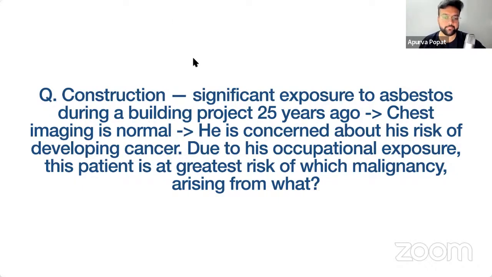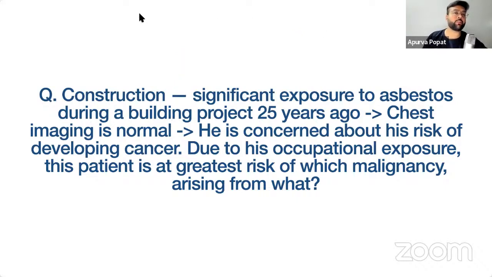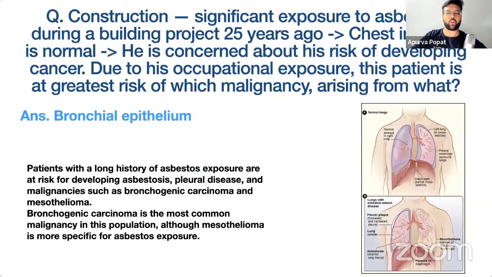Bronchogenic carcinoma. Very good. If you have a history of asbestosis, your risk of developing bronchogenic carcinoma is high. Do not choose mesothelioma here. If they ask what this arises from, then your answer is bronchial epithelium. Mesothelioma is specific for asbestosis, but bronchogenic carcinoma is most commonly seen with asbestosis. This is very, very important.